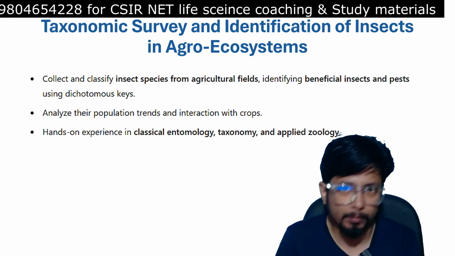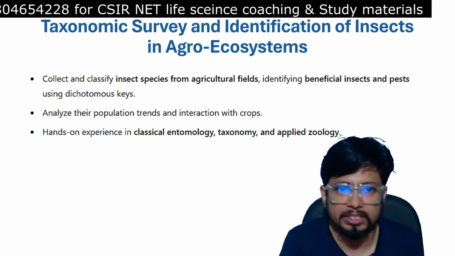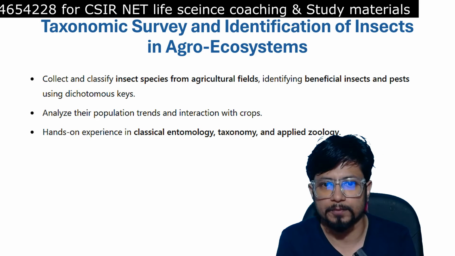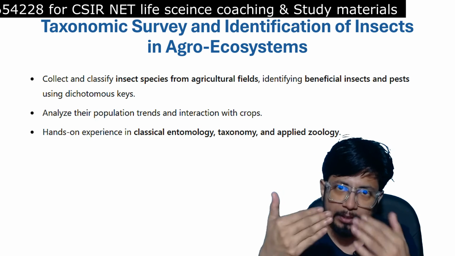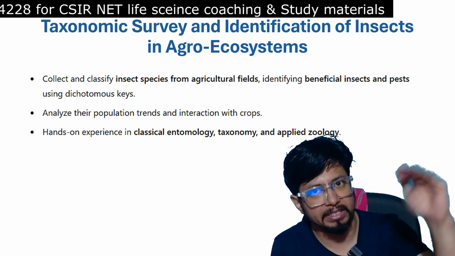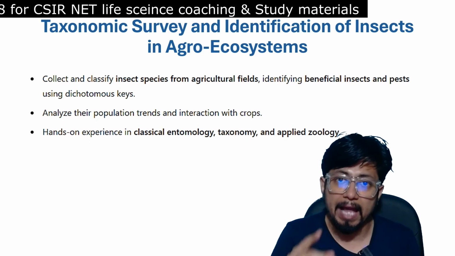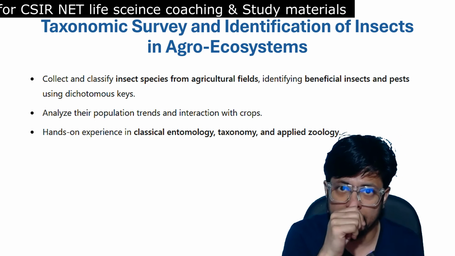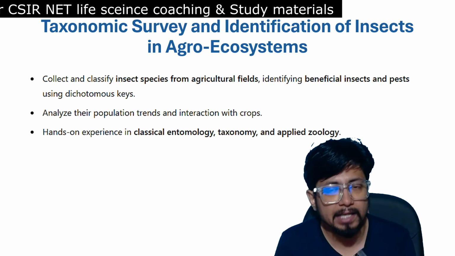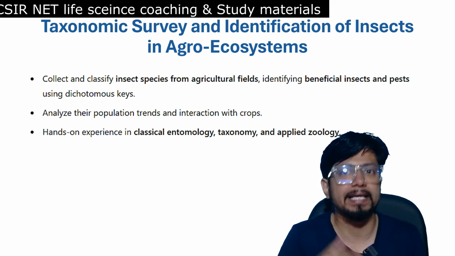With the help of the dichotomous key, analyze their population trends and interaction with the crops. What is happening to their population when the crop population is increasing, what is happening to their population when the crop population is decreasing, and what about the geocycles that our climate has, what kind of impact do those geocycles have on them?